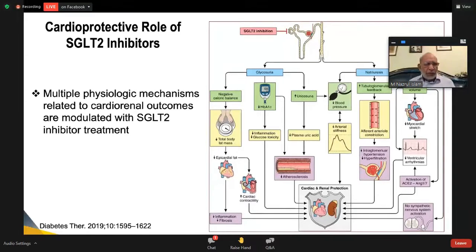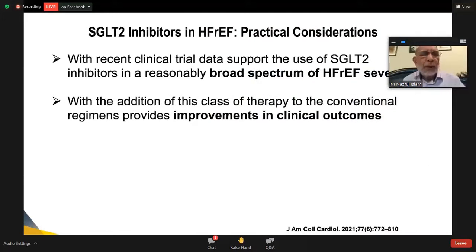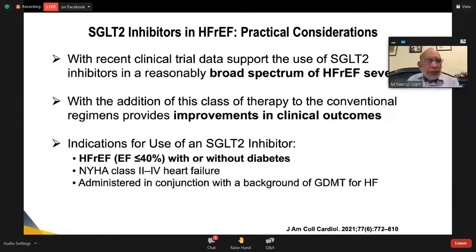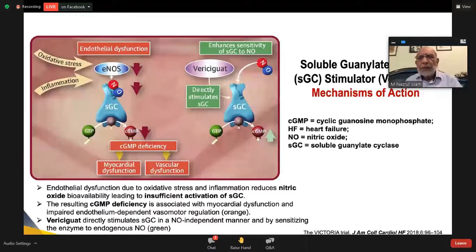So that is an important aspect, and nowadays it has got very important recommendations. This has got very useful clinical trials, which have shown benefit across a broad spectrum of heart failure severity, from NYHA class 2 to 4, and of course, this drug has given improvement in clinical outcomes over conventional therapy. The indications are heart failure with reduced ejection fraction with or without diabetes. We can use it in NYHA class 2 to 4. It should be administered in conjunction with the background guideline therapy in heart failure.